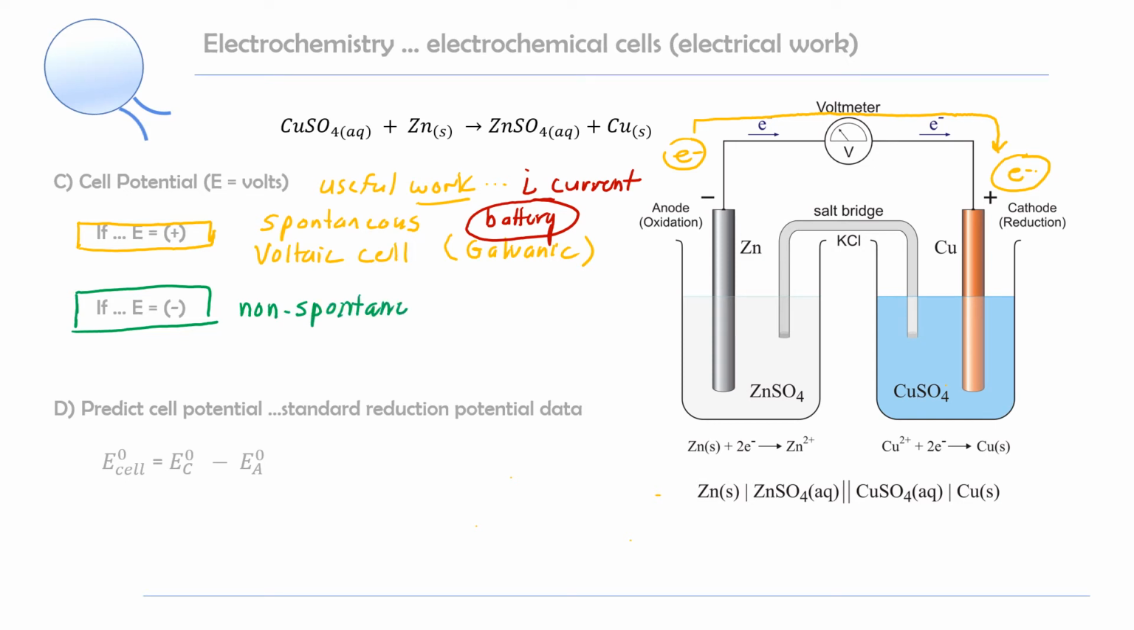If you want this redox process to happen, you are going to have to put into the electrochemical cell an external power source. Or, in other words, an external battery to drive this process to happen.